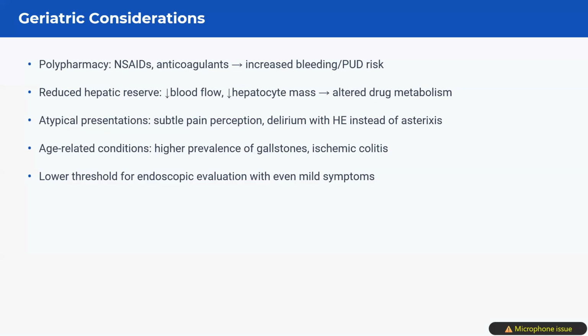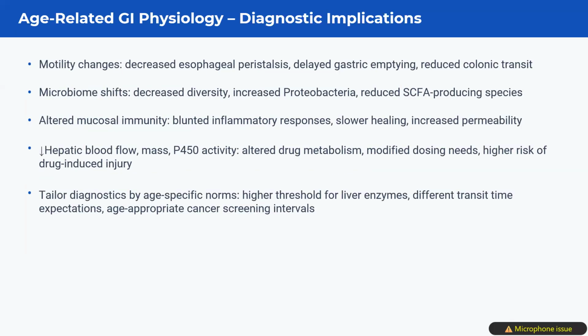There are some age-related conditions like gallstones and ischemic colitis. This increases with vascular disease as well. And there's a lower threshold for endoscopic evaluation in the elderly. Other major factors, obviously, everything is decreased, including motility and gastric emptying and colonic transit times. So, in the elderly, GI distress will often mean mechanical inertia rather than acute inflammation.